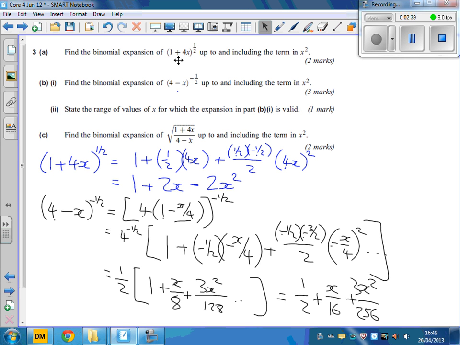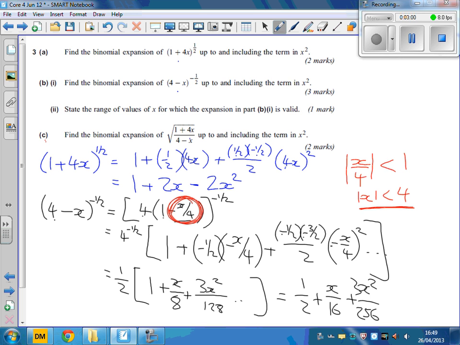Well, when is it valid? When does it work? Well, it works when this thing here is lower than 1, when the modulus of x over 4 is lower than 1, times by 4, and the modulus of x is less than 4. It works between minus 4 and 4, or modulus is less than 4.